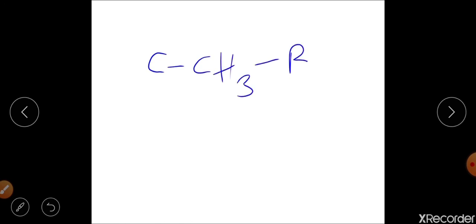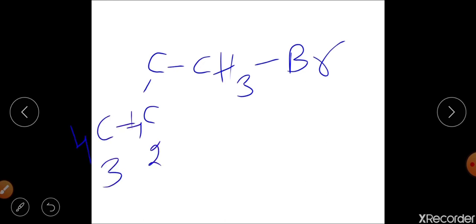This is C, CH3, this is bromine. And to this C, we have a CH2 and CH3 group attached. And here we have a methyl group. So this is a kind of substrate. You can see it on the screen.